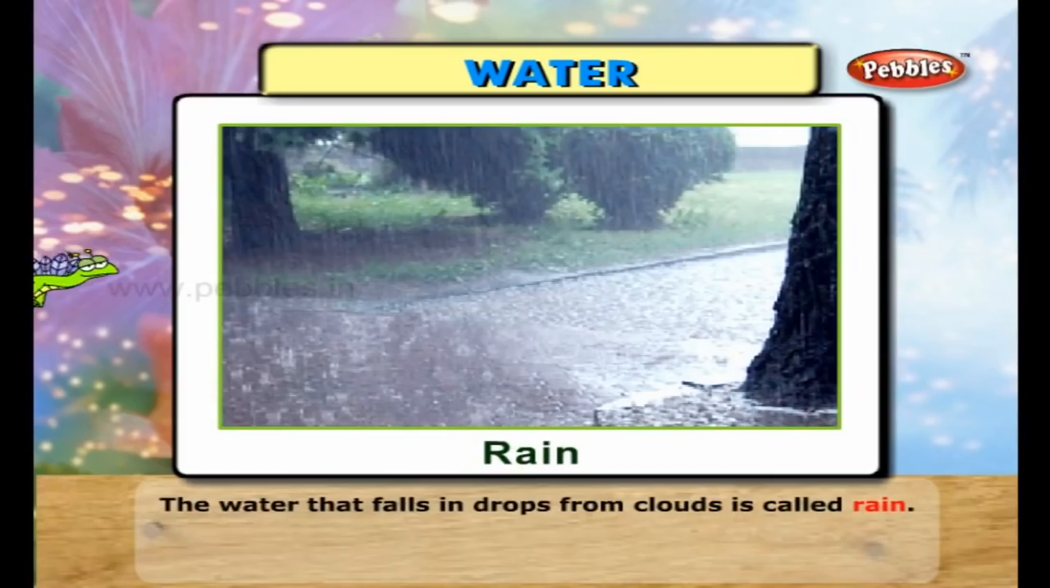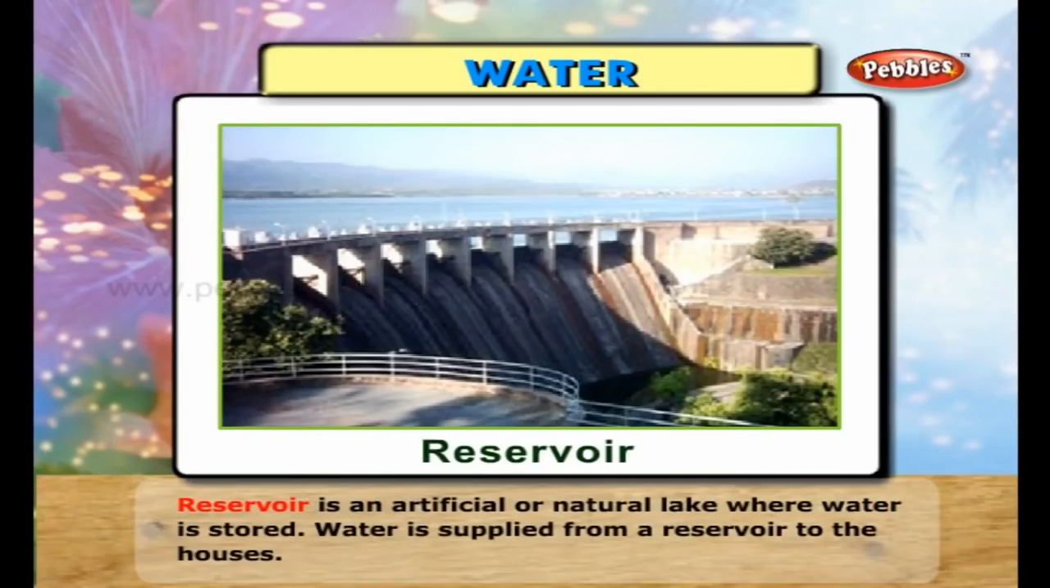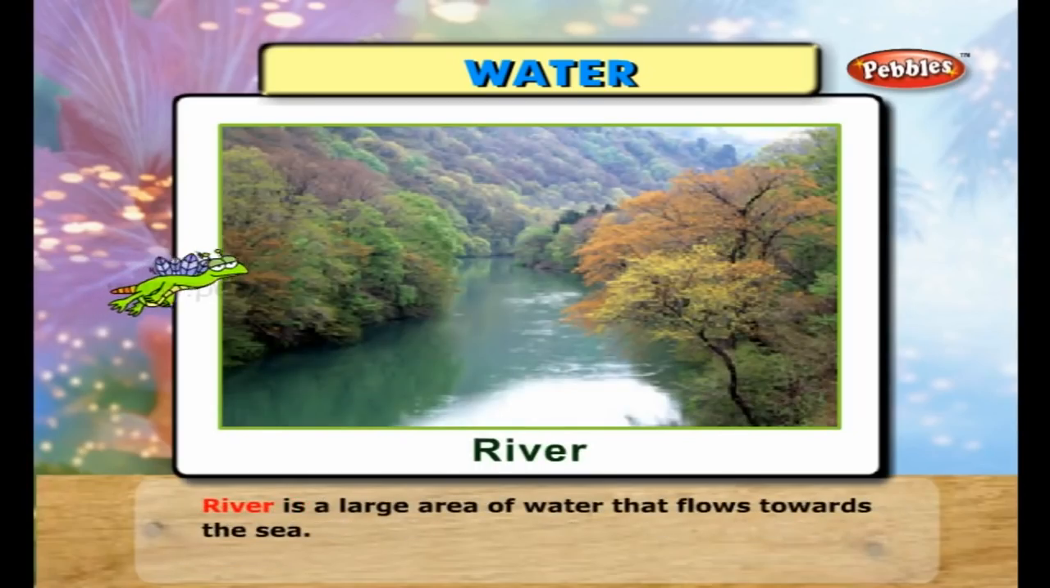The water that falls in drops from clouds is called rain. Reservoir is an artificial or natural lake where water is stored. Water is supplied from a reservoir to the houses. River is a large area of water that flows towards the sea.